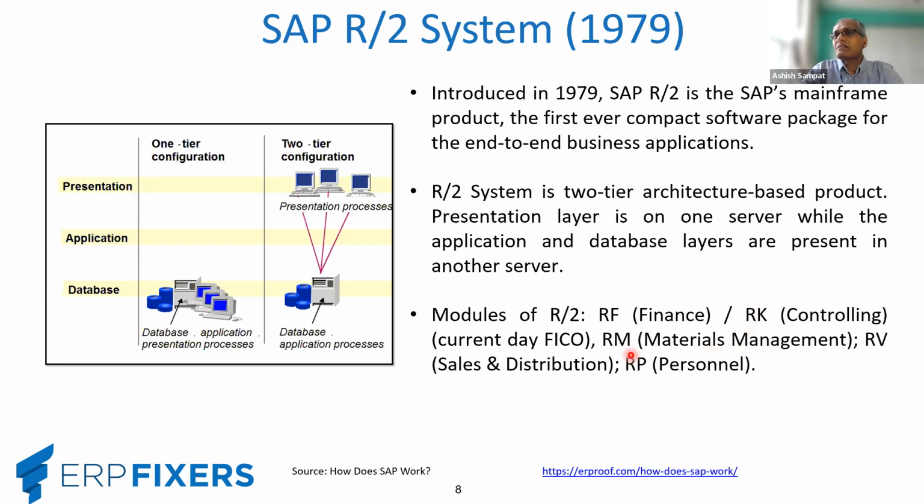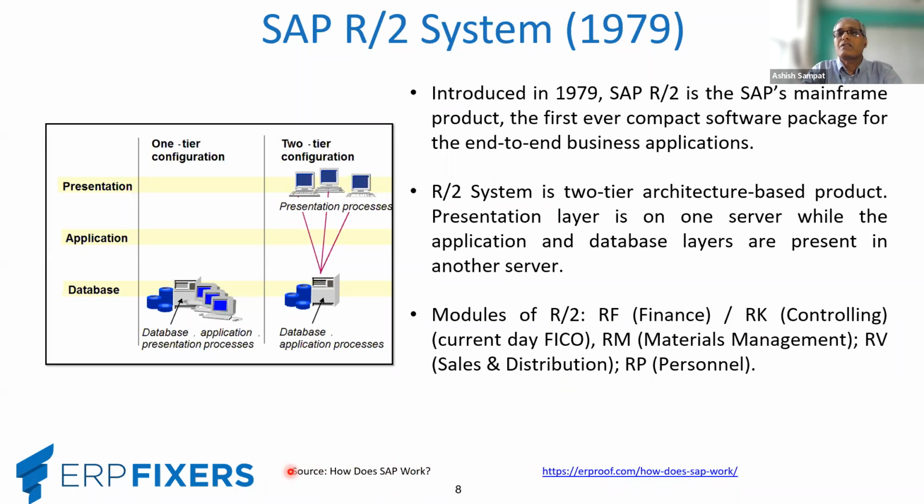And in the old days, materials were RM. So when you talk about a materials program, let's say MM period roll, RMMMPERI, that RM comes from the materials management. Same way RV and RP. So in fact, what we call today FI and CO were called RF and RK in the old days. That's what this history tells us.